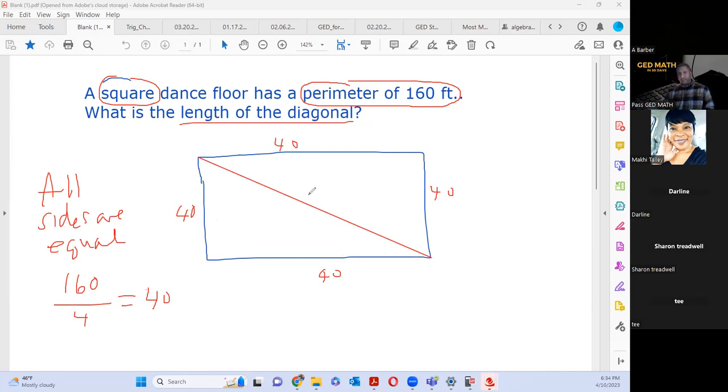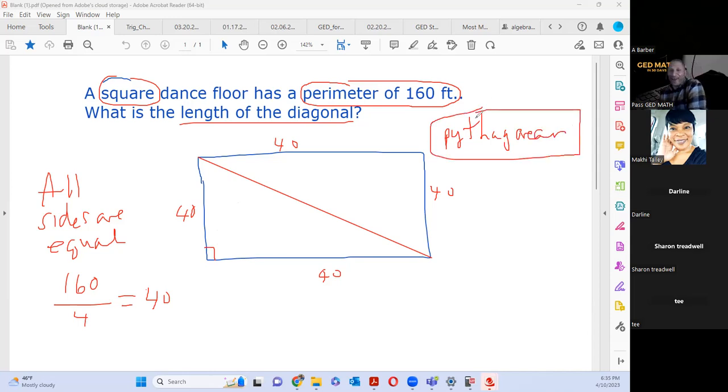So they make it like a square, I mean, a triangle. A triangle. So how do we find the missing side of a right triangle? Use the Pythagorean theorem. What is the Pythagorean theorem? A squared plus B squared equals C squared.